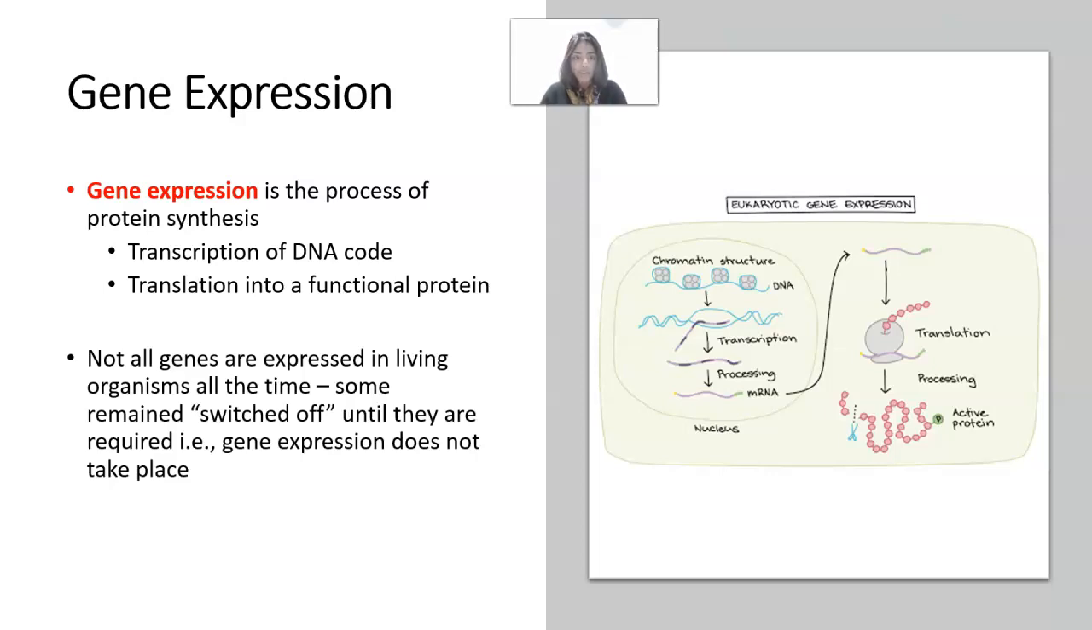Now, I should point out that not all genes are expressed in living organisms all the time. If we think about it, every single one of our cells has a nucleus, with the exception of erythrocytes, and that contains the full human genome. Not every single cell expresses the proteins that it can express. Some of these, we say, remain switched off because we don't need them to be expressed. So, for example, if a cell is destined to become a liver cell, we don't want to express any information for bones or muscle or hair.